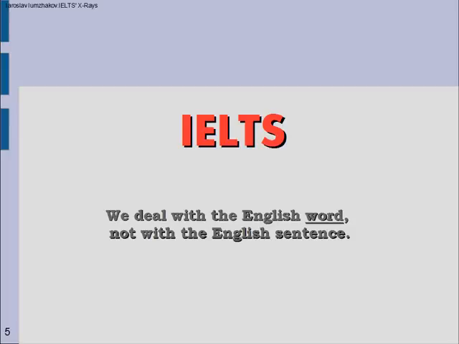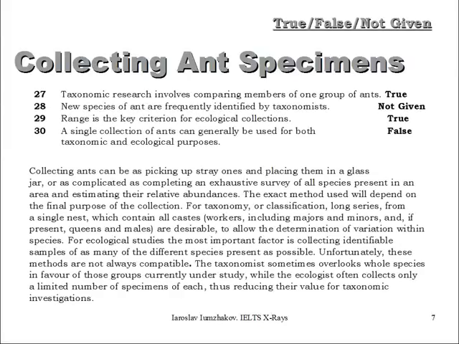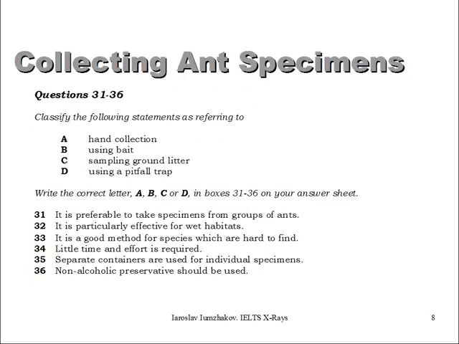Today we are going to deal with the text I have already worked with in one of my previous videos. The title of the text is Collecting and Specimens. In that video I dealt with the true, false, not given task, questions 27 to 30. You may use the link here if you're interested. Now I would like to show you a technique to deal with matching tasks for the same text.